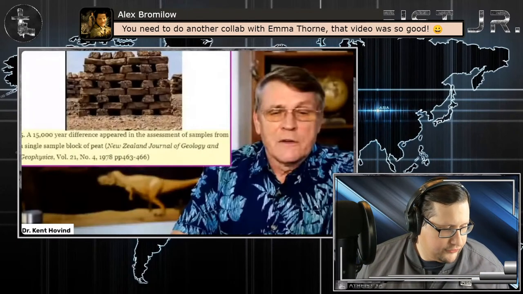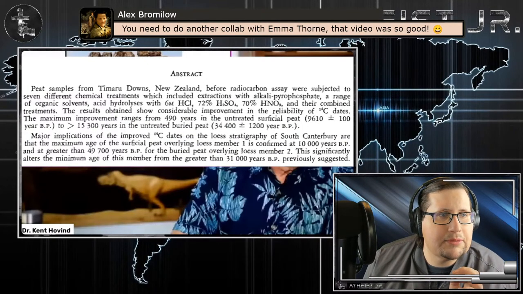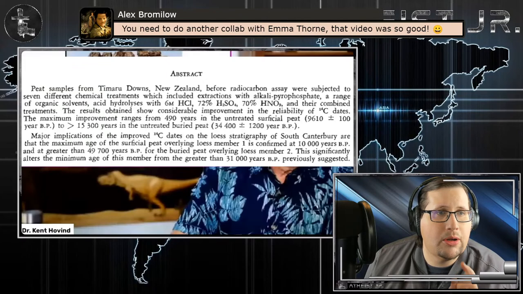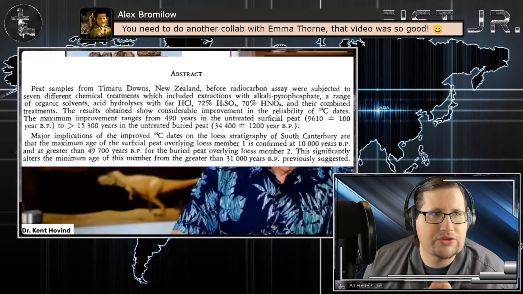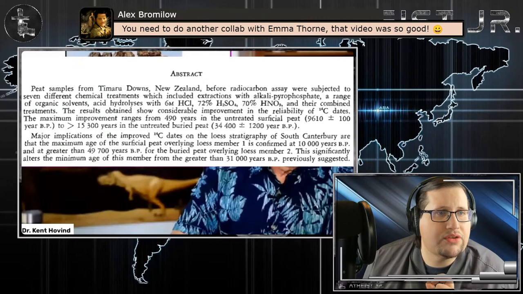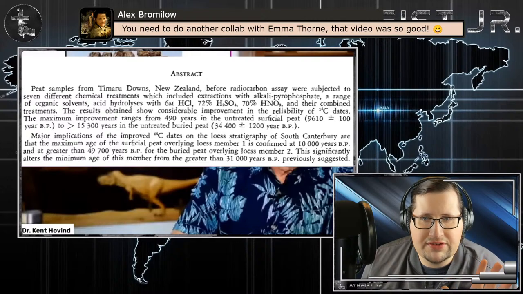Let's read the abstract from the actual paper that this slide references. It says that peat samples, so already multiple samples, not one sample, before radiocarbon assay were subjected to seven different chemical treatments, which included extractions. The results obtained show considerable improvement in the reliability of C14 dates. The maximum improvement ranges from 500 years in the untreated peat to 15,000 years in the untreated buried peat. So again, this is two different samples.